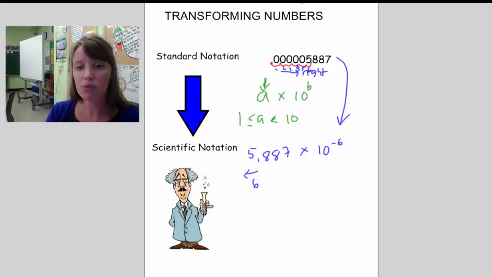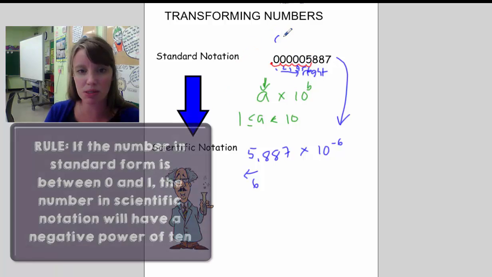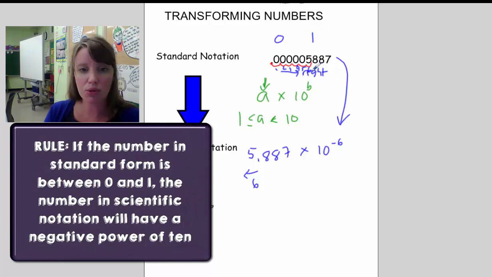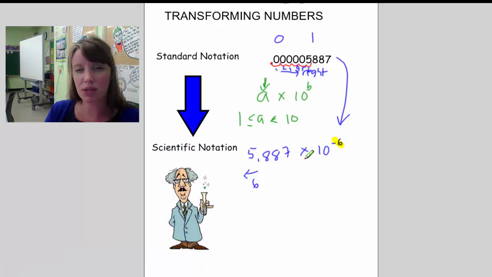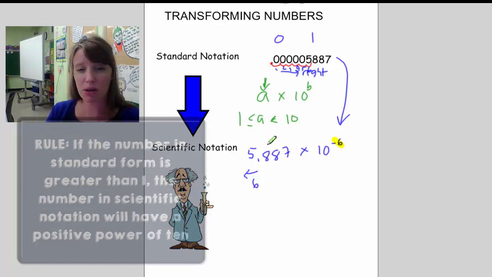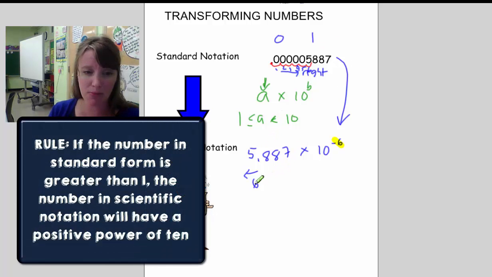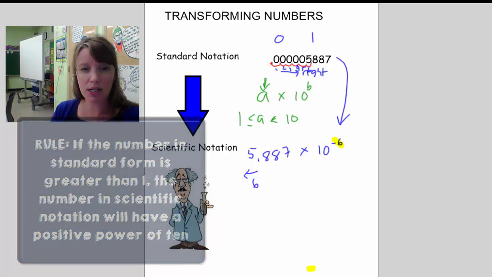Okay? So the rule is if the standard notation number is between 0 and 1, to get it into scientific notation, you are going to have a negative power of 10. Whereas if the number is greater than 1, that's what we saw the other day, then you're going to have a positive power of 10. And that's it for the lesson for today.